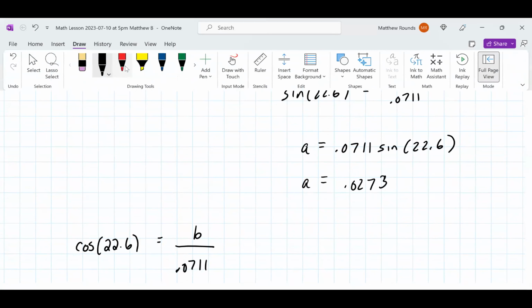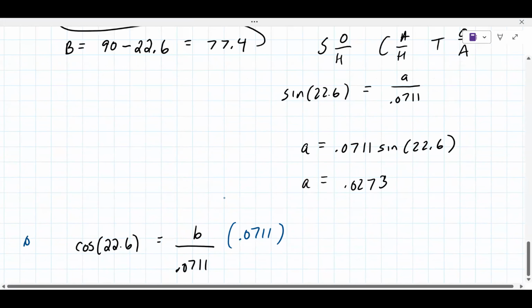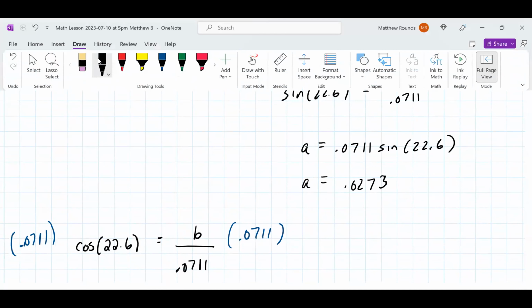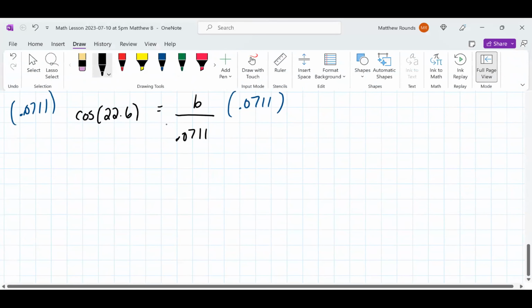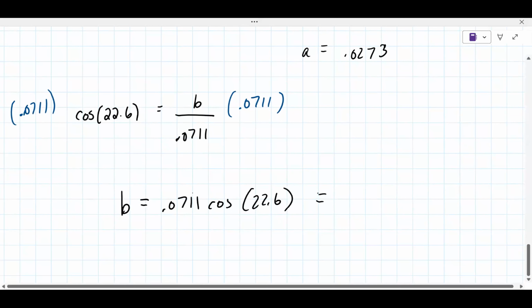And sometimes I don't show the steps here. So just always say, hey Matthew, could you show the steps, or could you clarify that again? This time is for you. I don't mean to suggest that we need to rocket through some of this. So B is equal to 0.0711 cosine 22.6. And if you're clever, you can just change sine to cosine, and then you don't have to make any further adjustments.